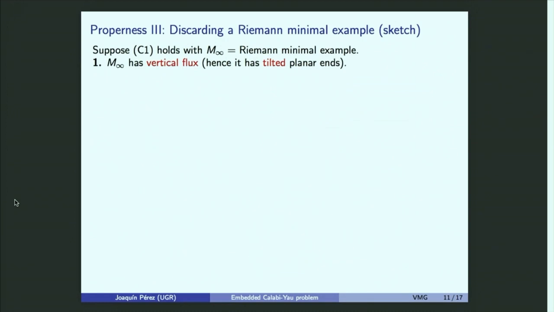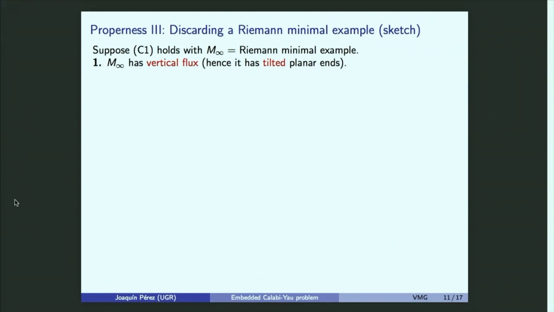Okay, so let us discard a Riemann minimal example in the limit. So we have to discard a Riemann minimal example, a limiting parking garage, and a catenoid, right? The Riemann minimal example is the easiest one, so I'm going to start with this. First thing is we will show that the limiting surface, M infinity, has vertical flux, which immediately implies that the planar ends in M infinity are tilted, right? Because a Riemann minimal example cannot have vertical flux. Okay?